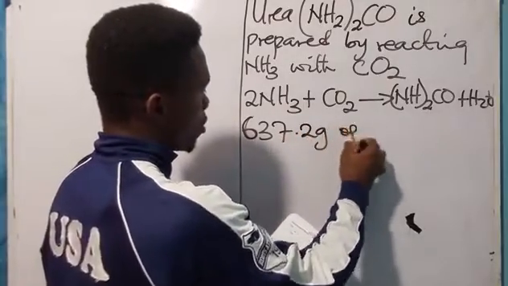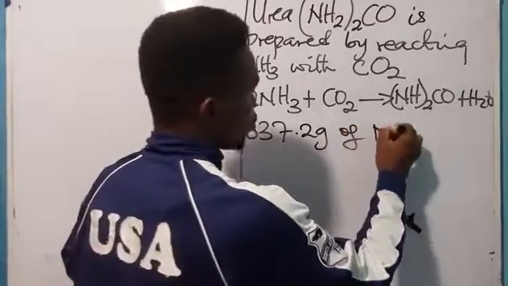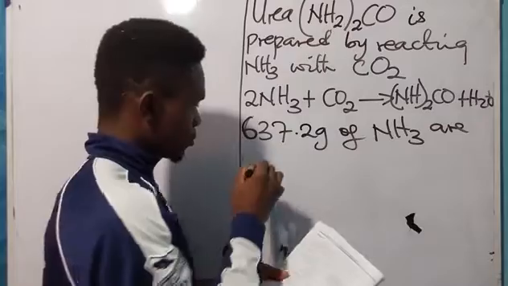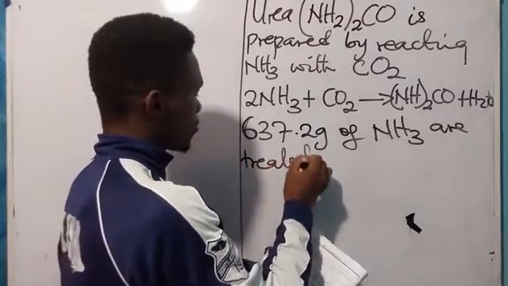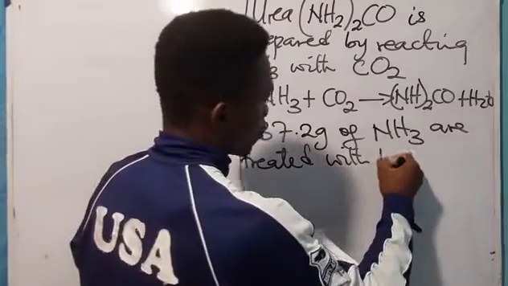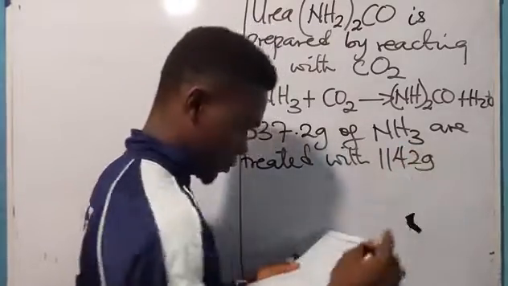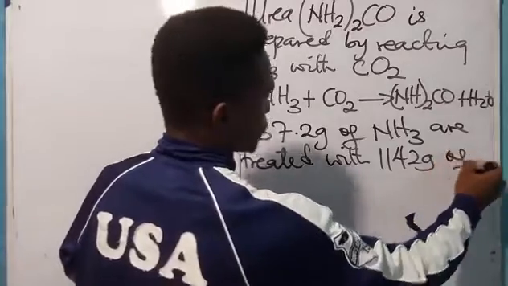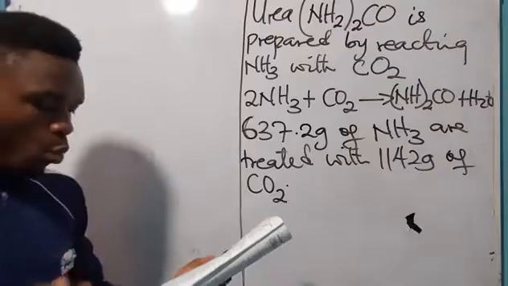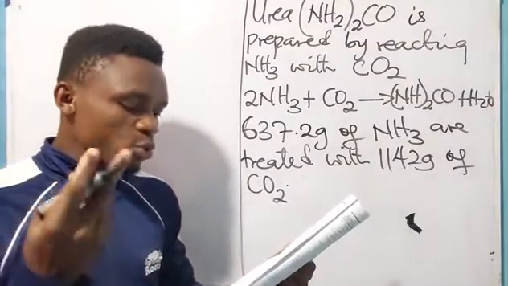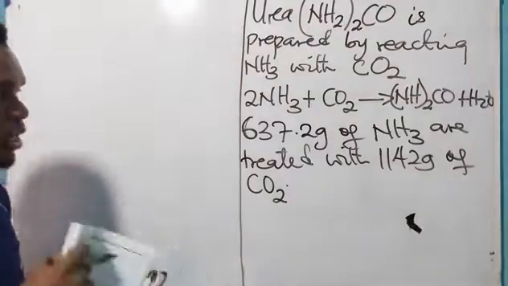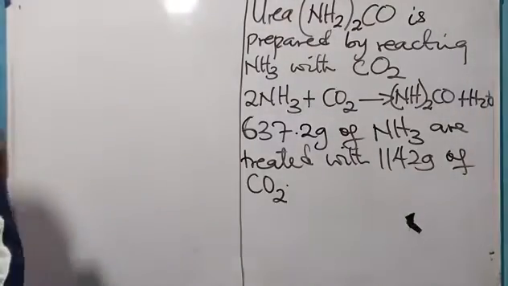637.2 gram of ammonia are treated with 1142 gram of CO2. Now here comes the question. Which of the two reactants is the limiting reagent? I know you can solve it. So what do we do next?